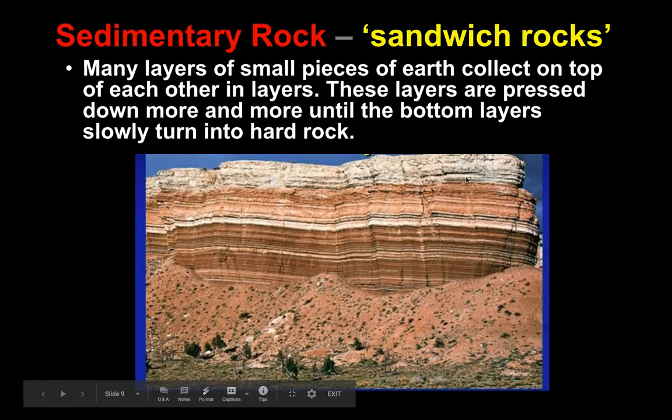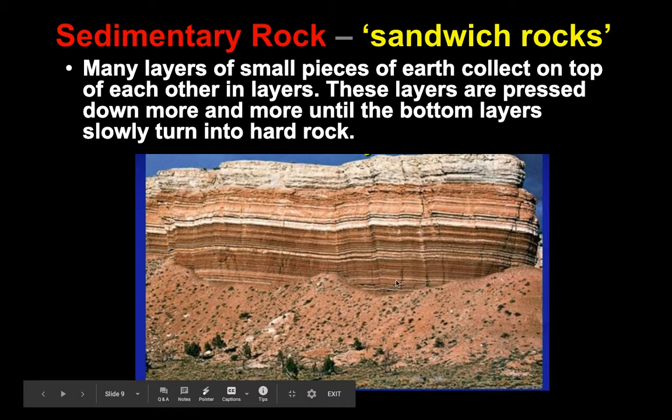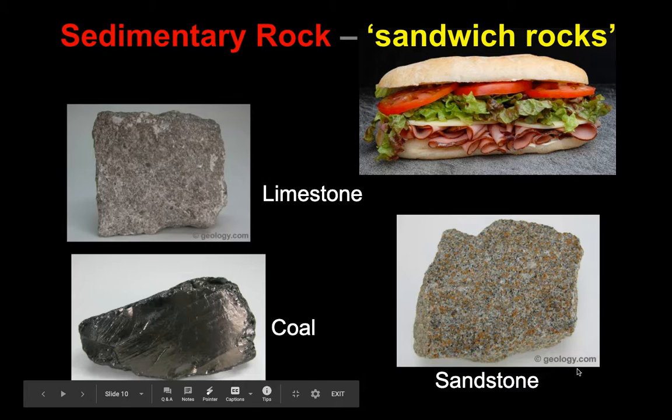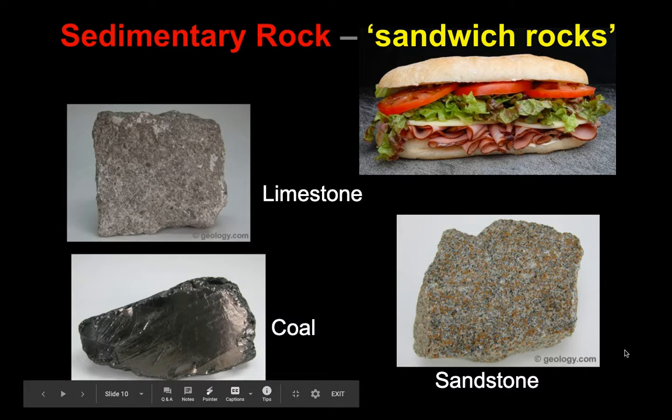So the top of this is the newer rocks, and the bottom of this is the much more compact sedimentary rocks. But obviously, you can kind of see why it gets the nickname of the sandwich, because it's got many different layers. And again, these are three types of sedimentary rocks, not the only ones, but three types of them.